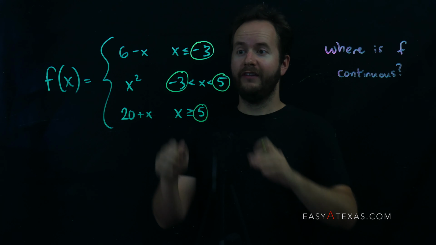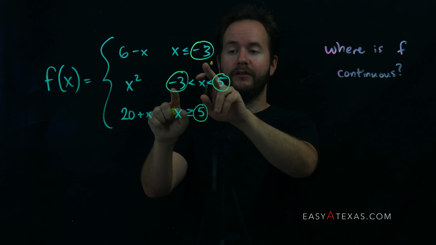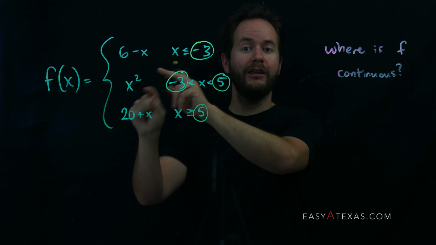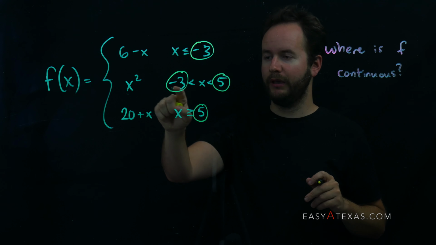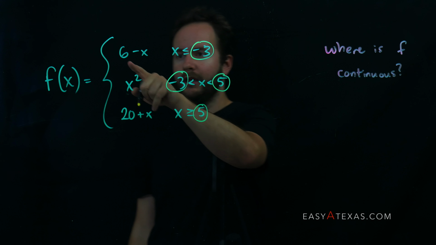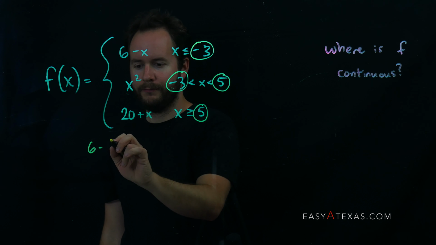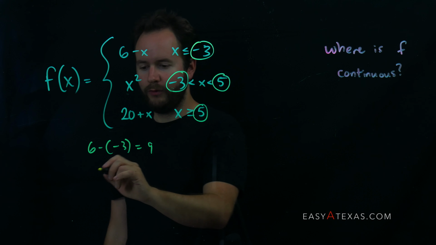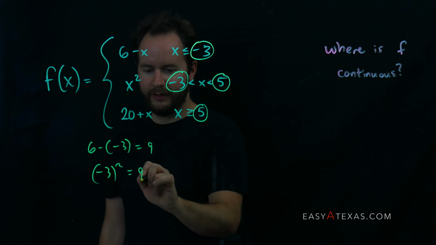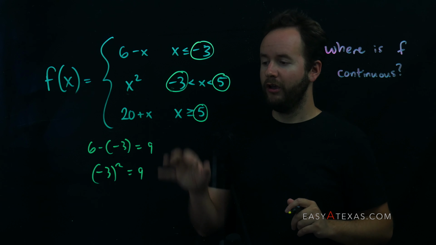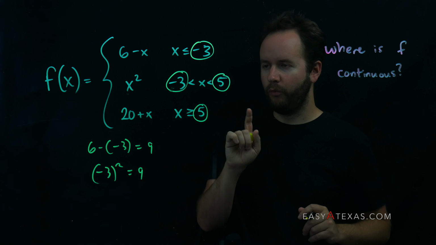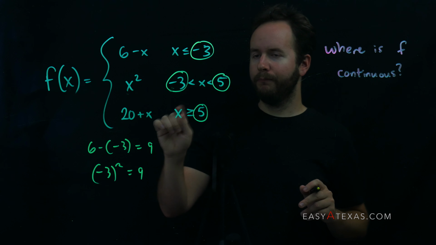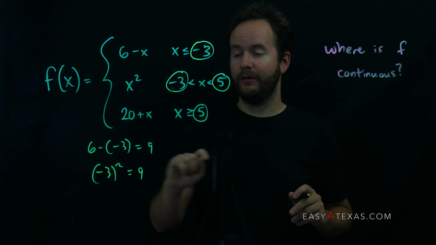All I need to do is take this junction point and plug it into the pieces that it belongs to, making sure that they match. So when I take -3 and plug it into both pieces, I get the following. 6 minus -3, that's going to be 9. When I take -3 and plug it into x squared, that also gives me 9. So I'm pretty confident that it's continuous at x equals -3.